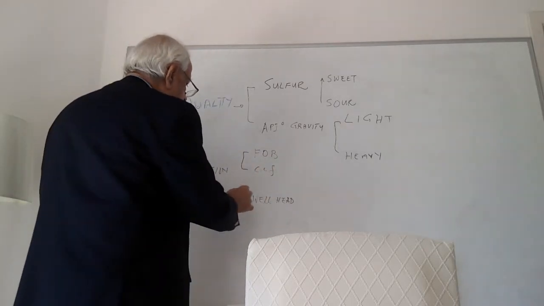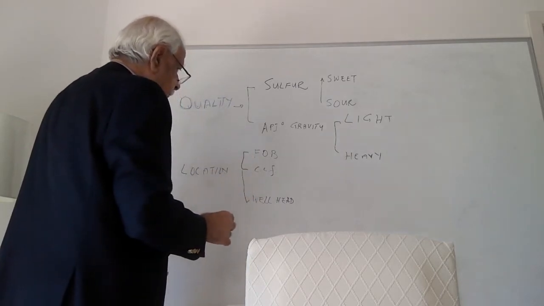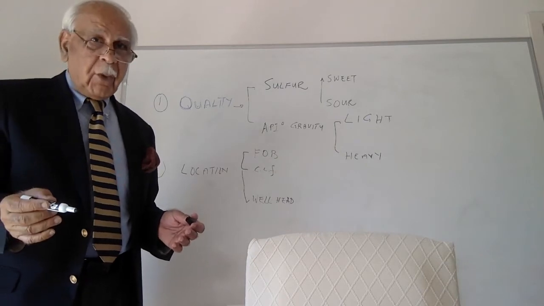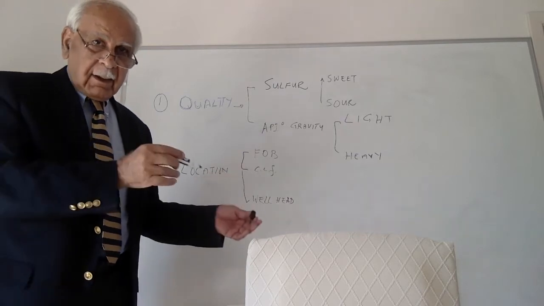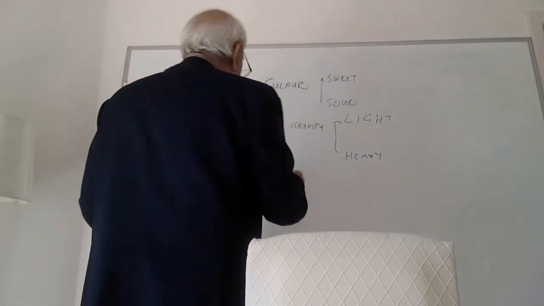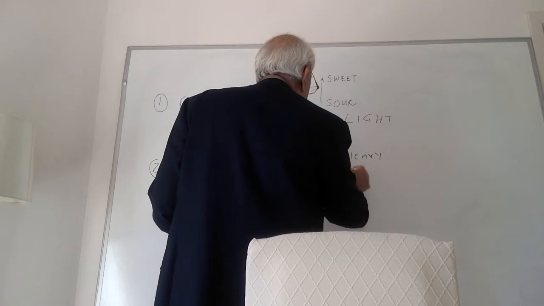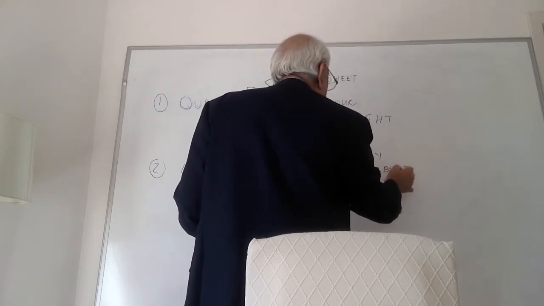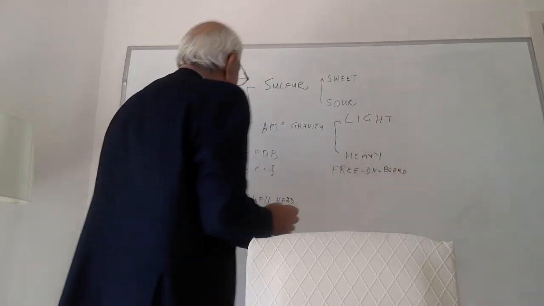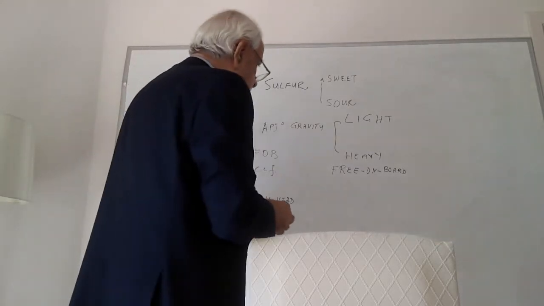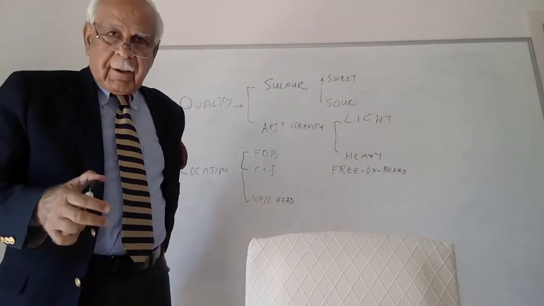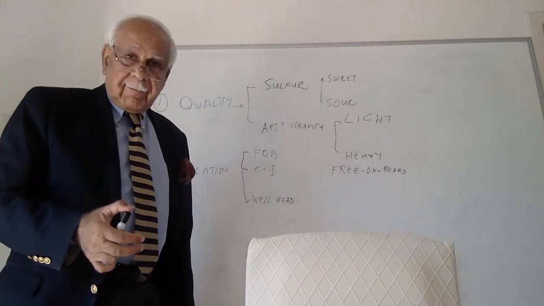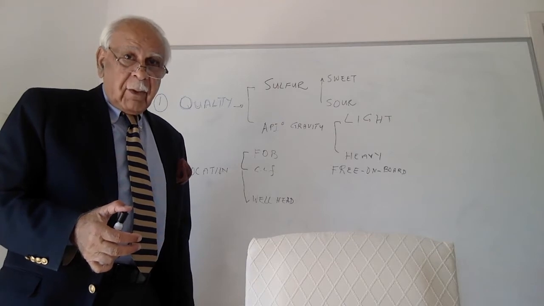The location could be at the well. That would be the cheapest. Or it could be FOB. That is delivered free on board. Most oil is priced as FOB, not all, but most of it is, internationally I'm talking about. Free on board what? Free on board the cargo vessel, the tanker.